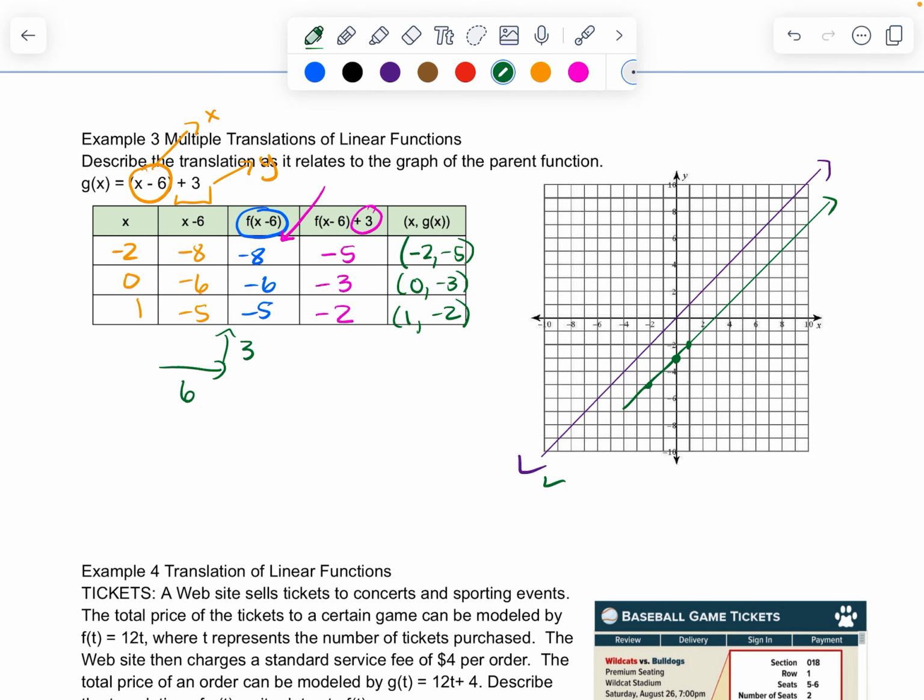Okay. So what it's doing is, if I look at the slope of this, I go up 1, I go over to the right 4. Okay. So my slope on this line is 1/4. Okay.